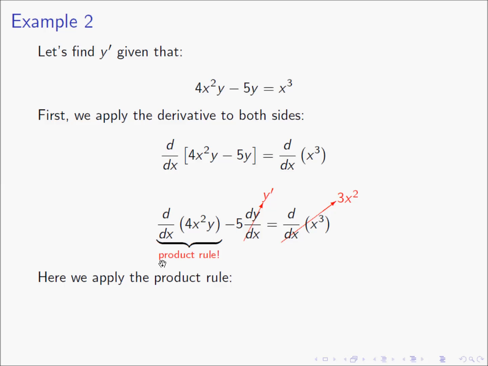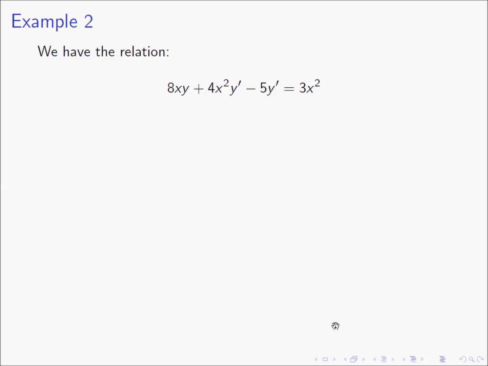And now let's apply the product rule to this term. Applying the product rule, we have that this derivative will be the derivative of the first term, that is 4 times 2x times the second factor plus the first factor times the derivative of the second factor, that's y prime. Then here we have 5y prime, and on the right side we have 3x squared. So we have this equation here. That becomes this.